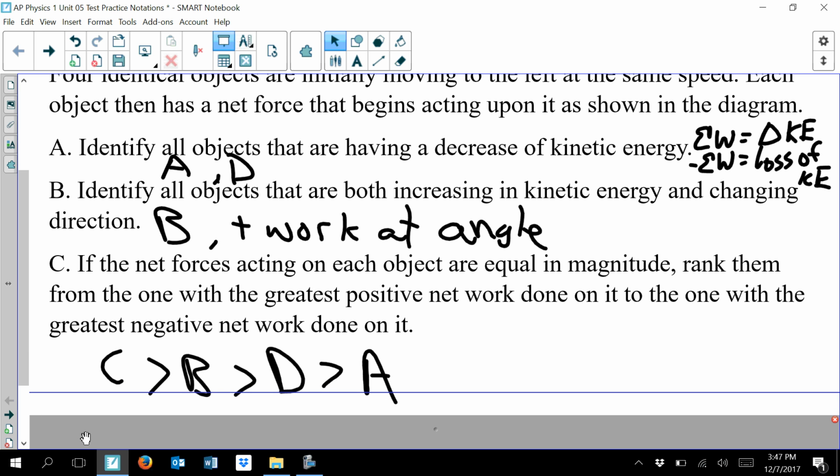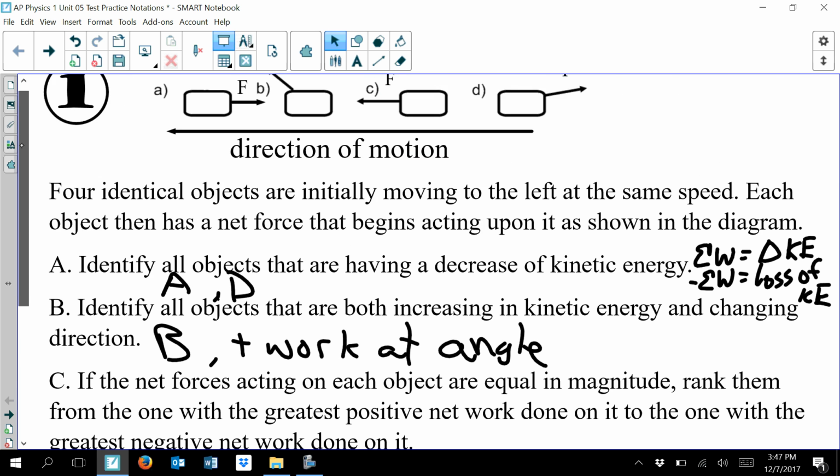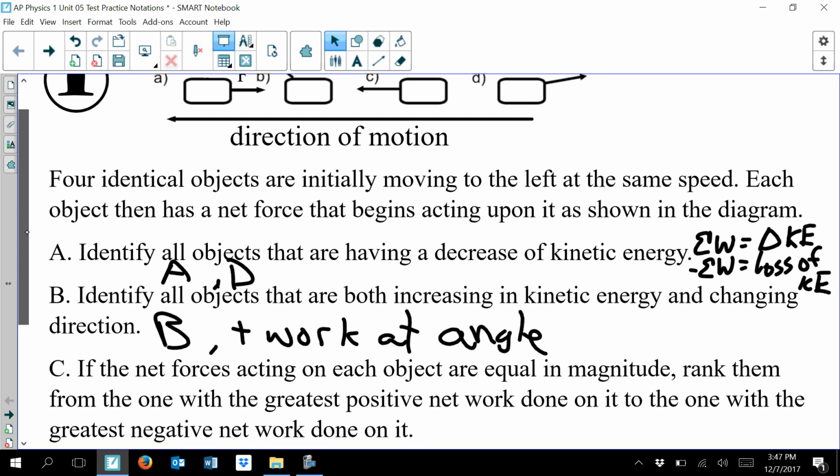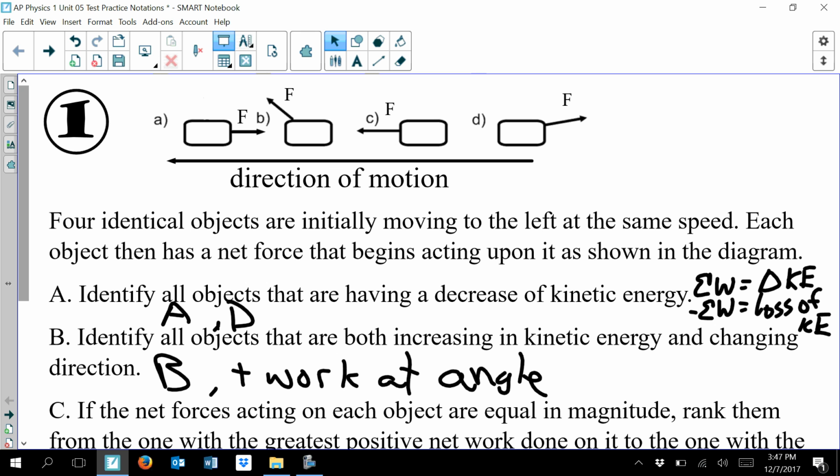And if the net forces acting are all equal, rank them from greatest positive to greatest negative. Greatest positive will be C. All of that force is being used to have a positive work being done. There's no angle there, so it's times 1. B is next, then D, and then A has the most negative work possible done.